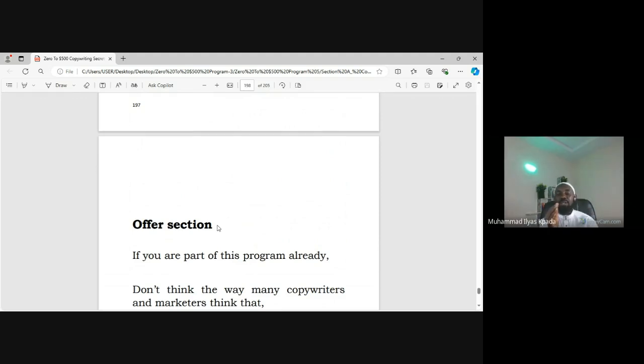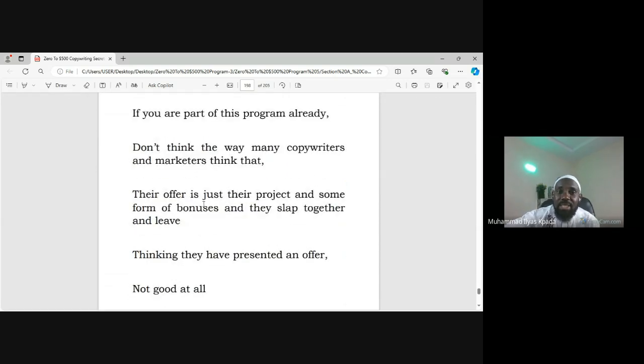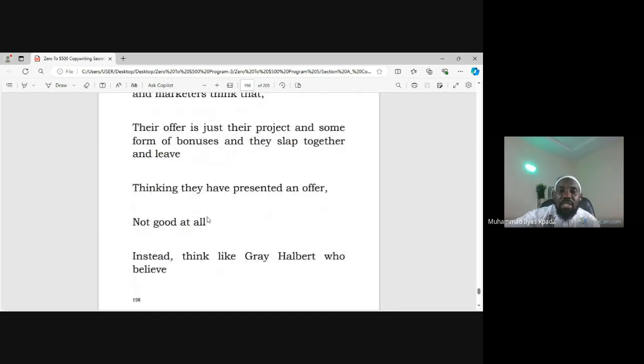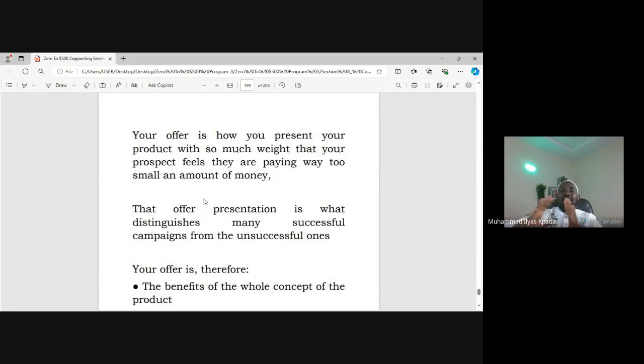If you are part of this program already, don't think the way many copywriters and marketers think. Their offer is just their product and some form of bonuses, and they slap together and leave, thinking that they have presented an offer. So offer, generally, encompasses everything that the person is going to get, the direct and indirect bonus that the person is going to get, as well as all the benefits.